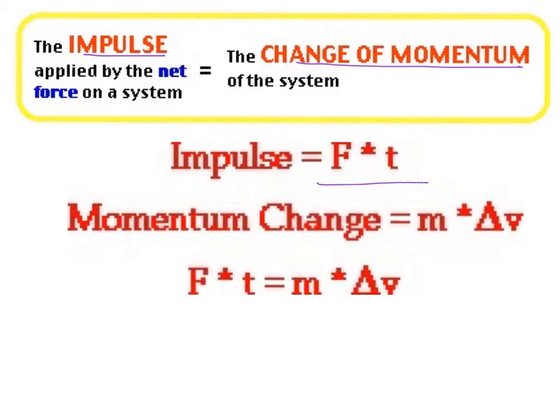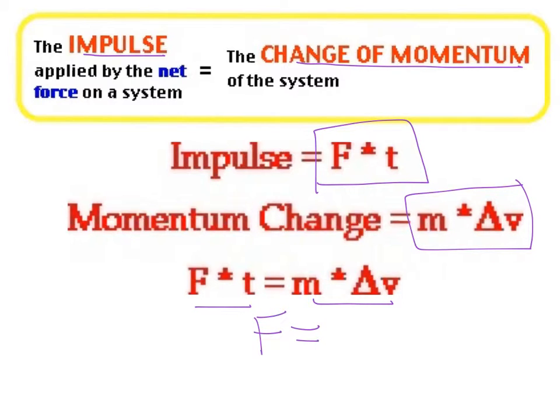So the impulse is force multiplied by the time it takes to apply that force. Momentum change is mass multiplied by the change in velocity. So we can write impulse equals change in momentum. We can also write the equation this way. If we want to find out the force, we can take the mass times the change in velocity divided by the change in time. That's another way of looking at that equation.